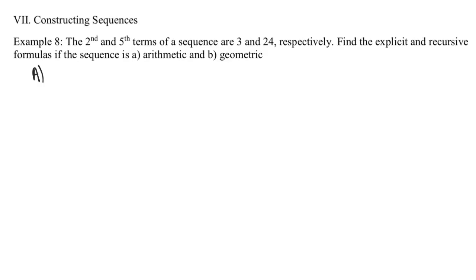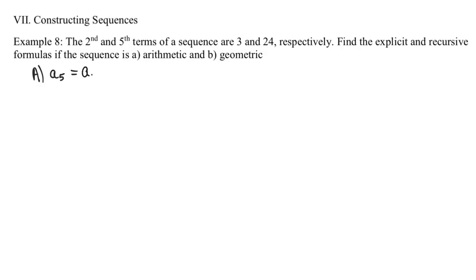It says that the second and the fifth terms of a sequence are 3 and 24 respectively. So what I want to do first is set up two equations that represent the second and the fifth terms and then set them equal to 3 and 24 respectively. If I start with the fifth term, and I always start with the bigger term first, the fifth term is 24. Well, how do I find the fifth term of an arithmetic sequence?